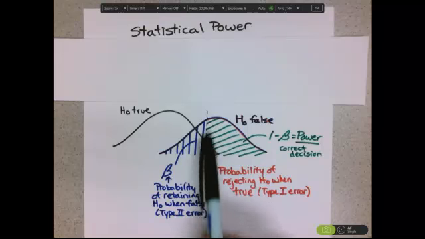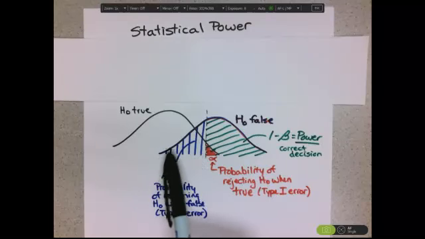If we look on the other side of that line, we see where the null hypothesis being false overlaps with where the null hypothesis is true, and then beta is the probability of retaining the null hypothesis when it's actually false, and that's a type 2 error. Then we have the area in green on the right, and that's 1 minus beta, and that's called power. So that's when we've rejected the null hypothesis when it's actually false. So we've made the correct decision. And we're interested in having power and making the correct decisions.